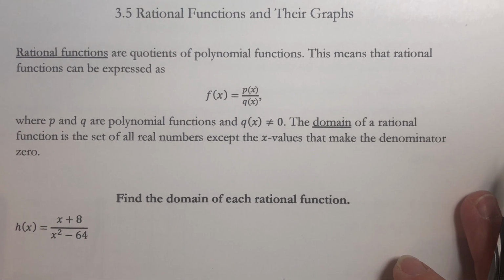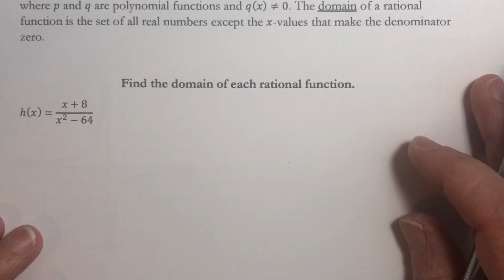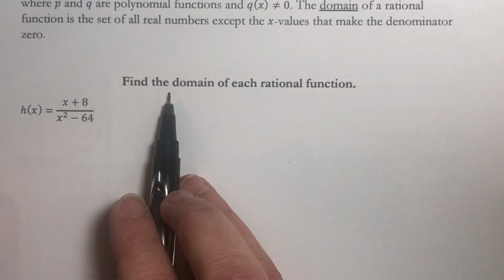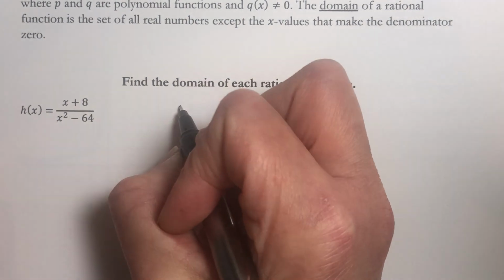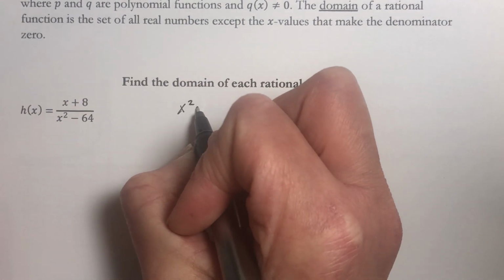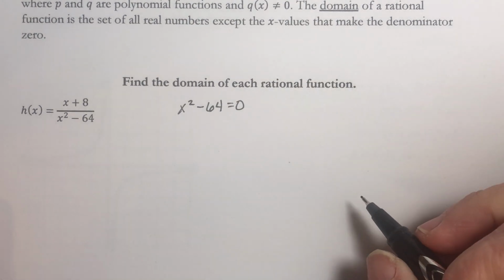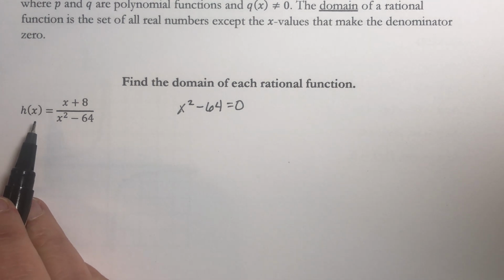So our first few problems are just to find the domain. And this is going to end up being a small part of a much bigger problem. When you're asked to find the domain, all you worry about is the denominator. We set the denominator equal to 0 and solve that equation. Whatever answers we get from this equation, those are the numbers that are not part of the domain here.